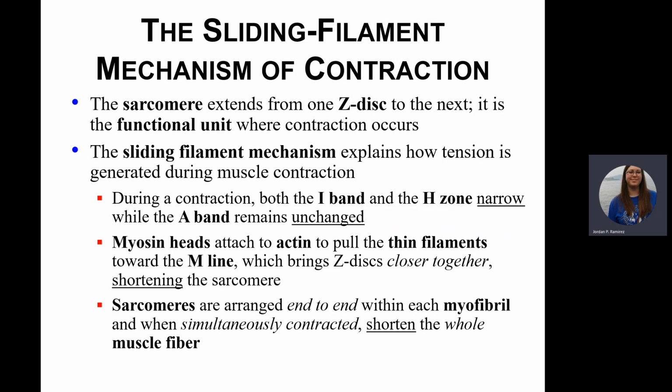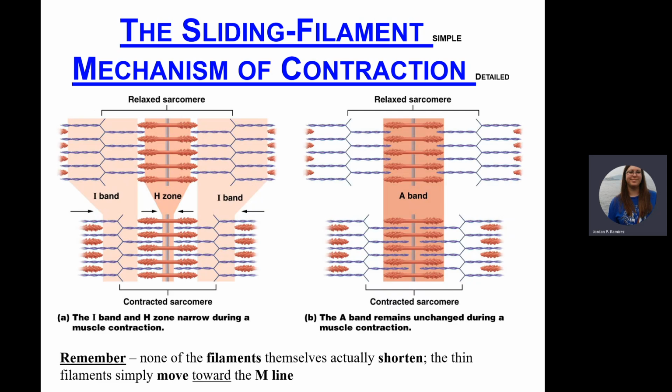One thing you need to remember, even though they're going to shorten, this does not mean the filaments themselves actually shorten. What really happens is the thin filaments just simply move towards the M line. This is essentially what happens in a relaxed sarcomere versus a contracted sarcomere.